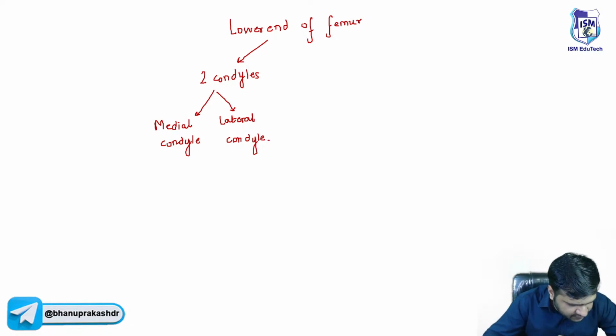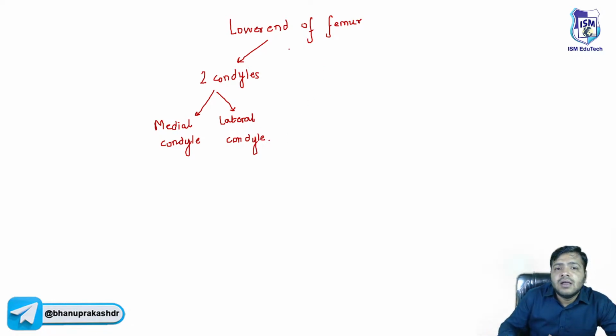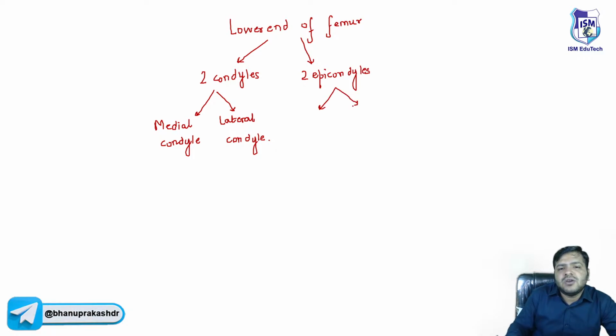Medial condyle and the lateral condyle. Okay, condyle के ऊपर क्या होता है? Epicondyle. So we have two epicondyles. You are very well aware it is the medial epicondyle, and we have the lateral epicondyle.